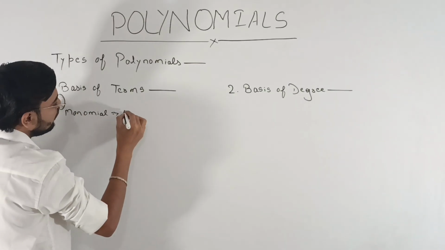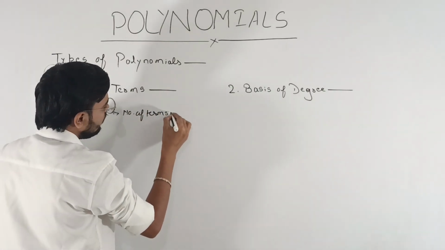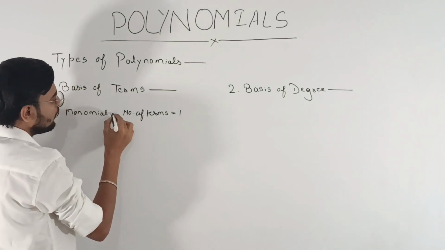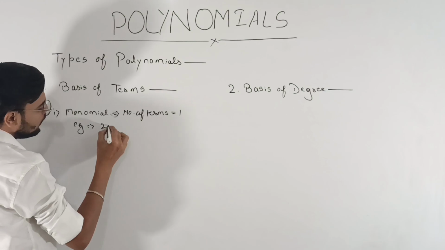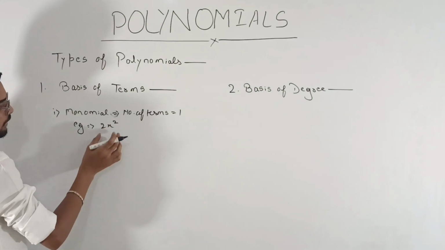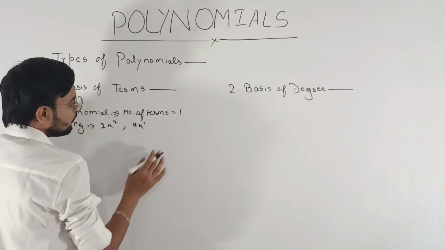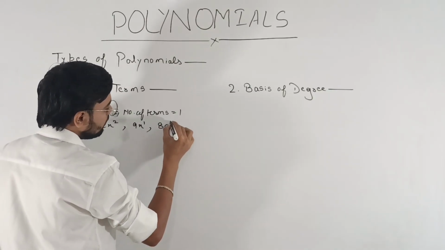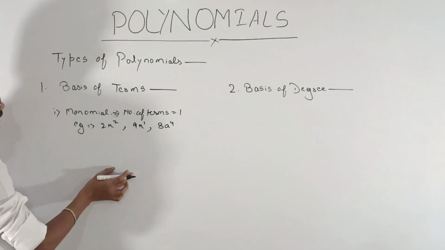Okay, now look, first is monomial, when number of terms is equal to 1. When number of terms is equal to 1, then this is monomial. So the example is 2x square. Now look, this is one term, 9x to the power 1, this is also one term, 8a to the power 4, this is also one term. Then this type of polynomial is called monomial.